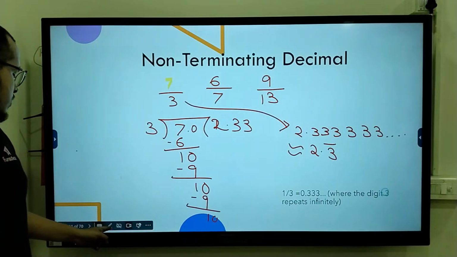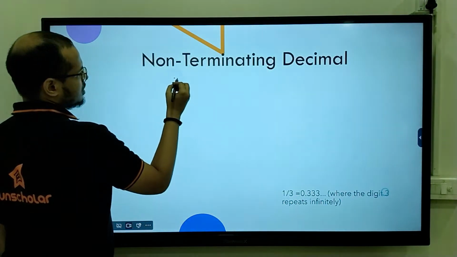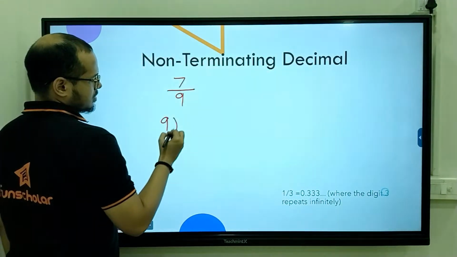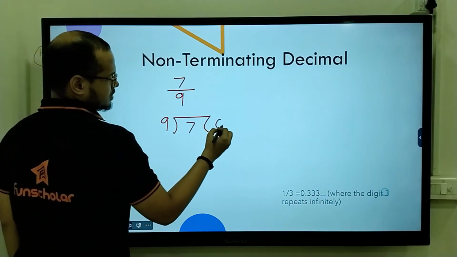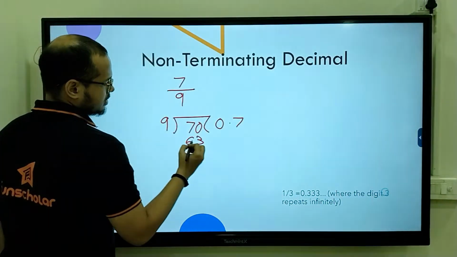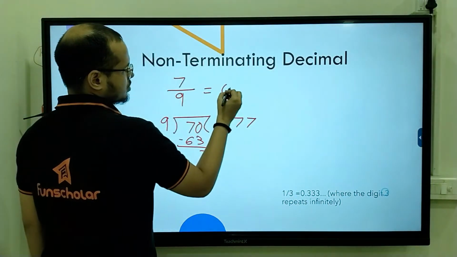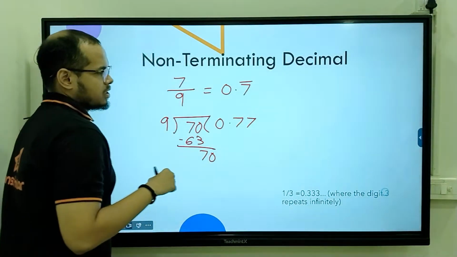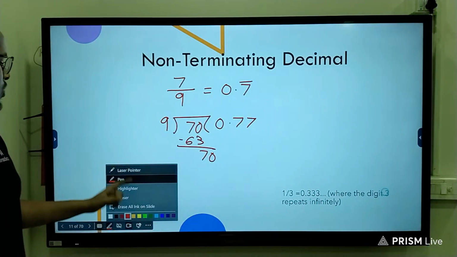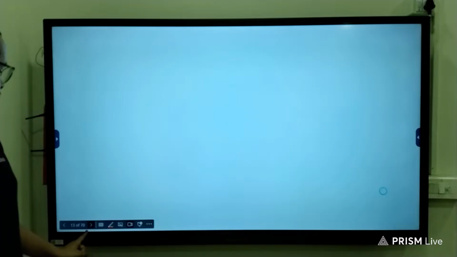Now let's head on for the next example. If I write something like 7 by 9, okay, 9 divided by 7, 0 point, 70, 77, that is 63, again 7, so it will move on till infinity. So 0.7 bar. This repeating number we will write with a bar on top of it. That is what non-terminating decimals are. Next, let's start off with irrational numbers.